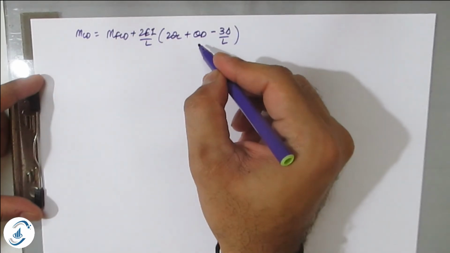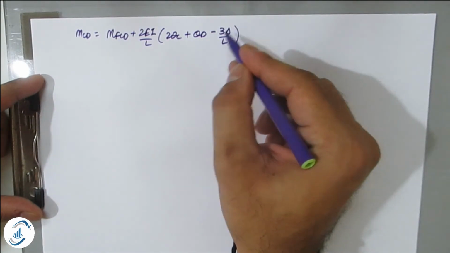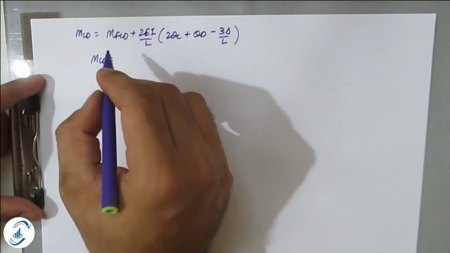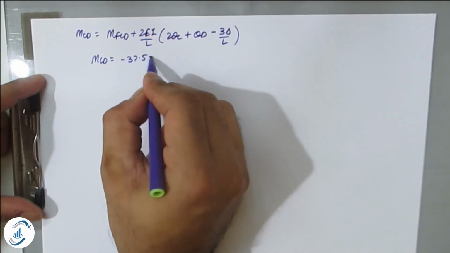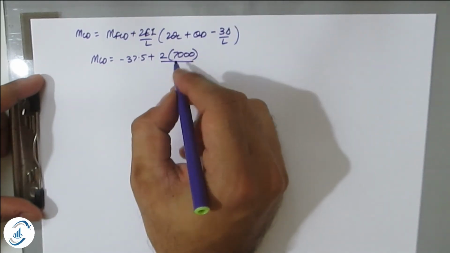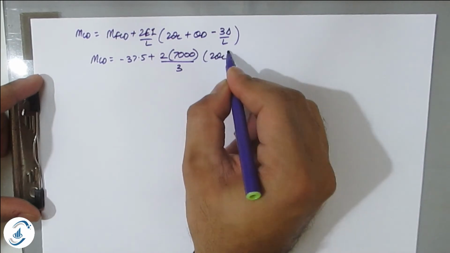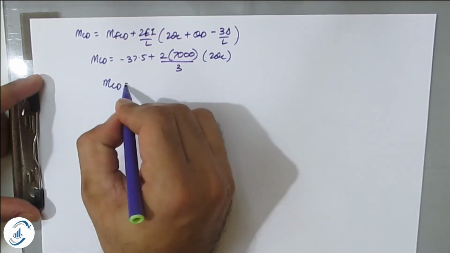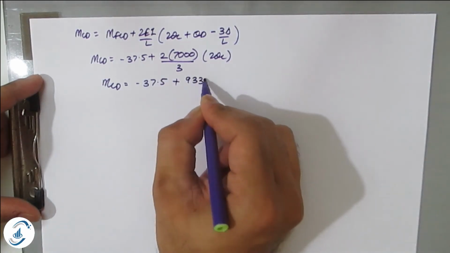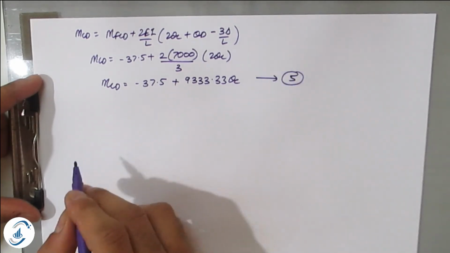So D is fixed, so theta D will be 0, delta is 0 in the case of span CD, so these two terms will be 0. So substitute MFCD is minus 37.5 plus 2 times 7,000, length is 3 meters in this case. So here the only remaining is 2 theta C. So MCD equation will be minus 37.5 plus 9,333.33 theta C. So this will be equation number 5.